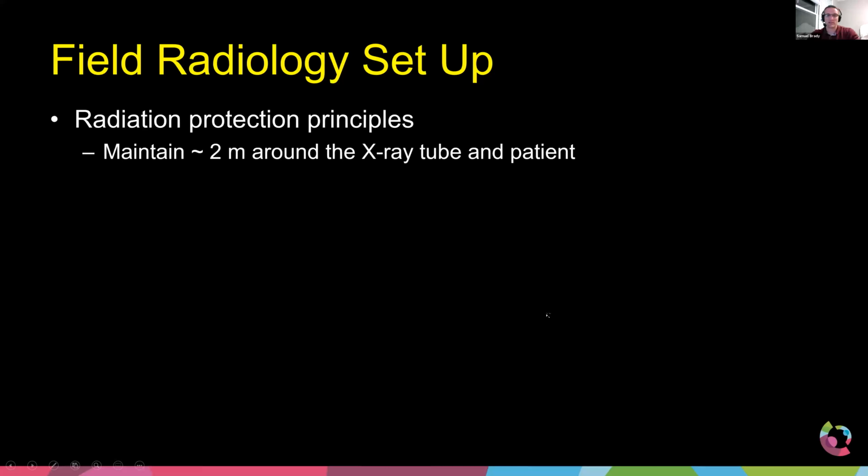So, radiation protection principles. The best we can do is still try to maintain about a 2-meter distance from the X-ray tube and the patient. As you're imaging, that's where all the scatter is coming from: the radiation comes out of the tube into the patient, and the patient causes scatter out. If we can create a safe buffer of about 2 or so meters, you're minimizing the amount of scatter incident upon any of the other staff or patients in that area.